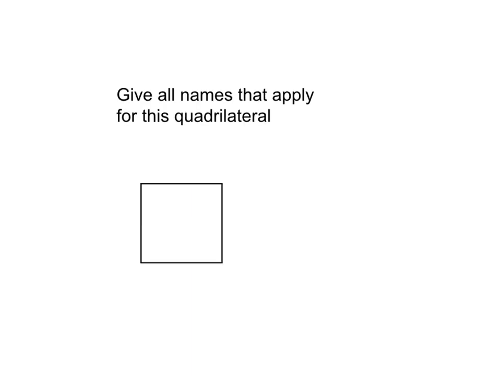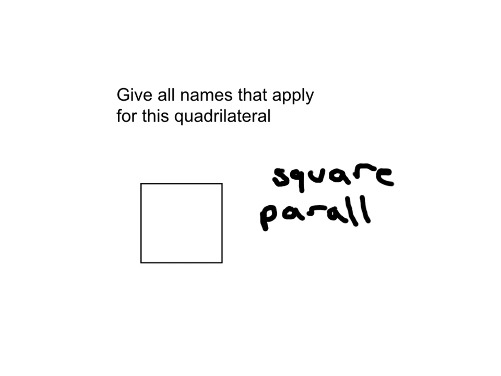Okay, give all names that apply for this quadrilateral. And so 4 right angles, 4 equal sides. So this is a square. 2 sets of parallel sides. 1 set, 2 sets. So this is a what? Parallelogram. Is this a rectangle?